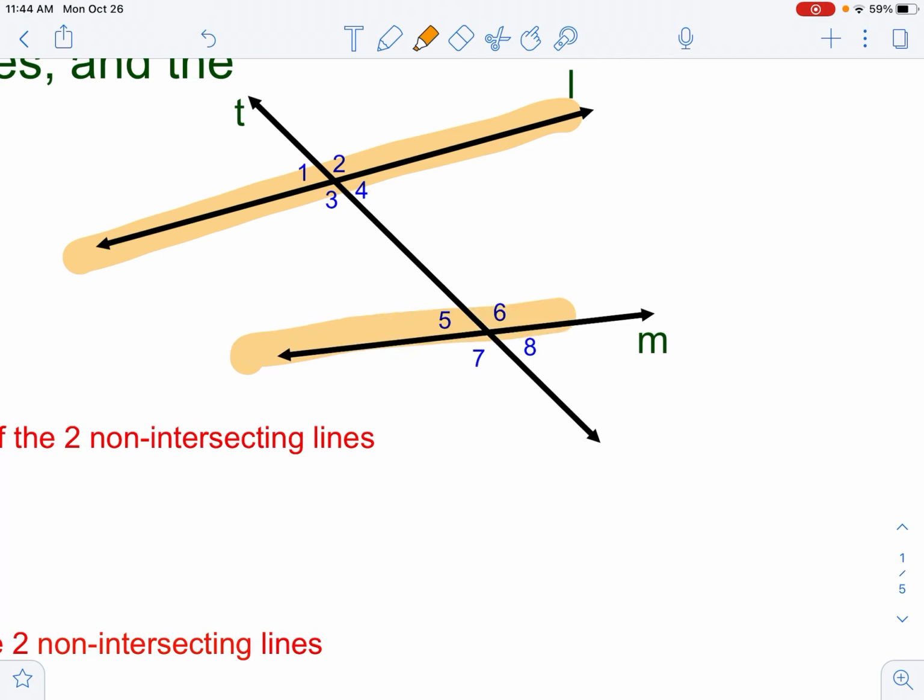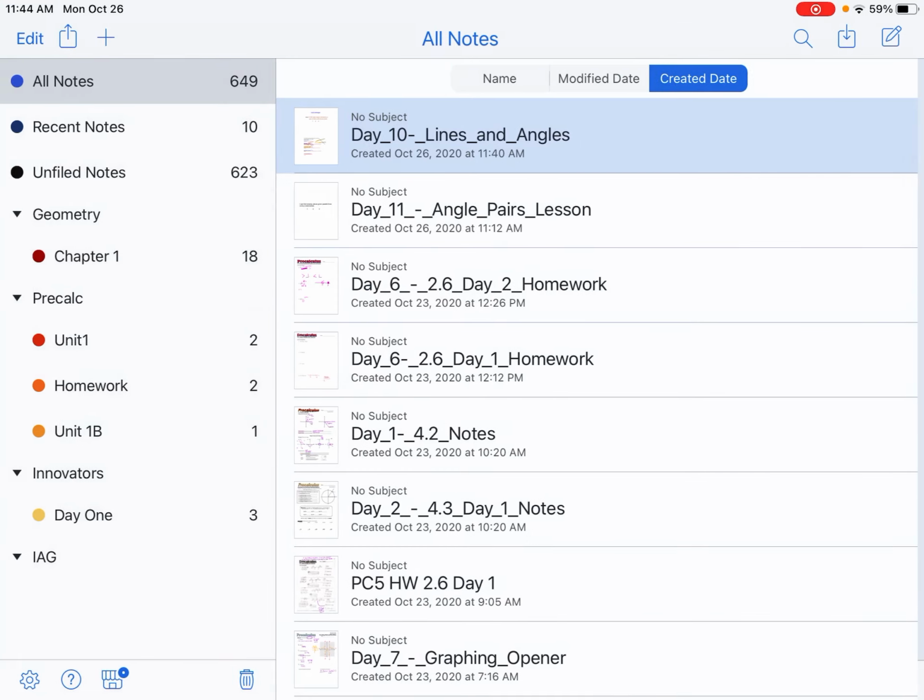So here's my non-intersecting lines, my two double lines, okay? And at some point, these ones will intersect if they keep going on forever and ever. Like if I keep going this way in here, they'll intersect. But I mean the non-transversal line when I say that.